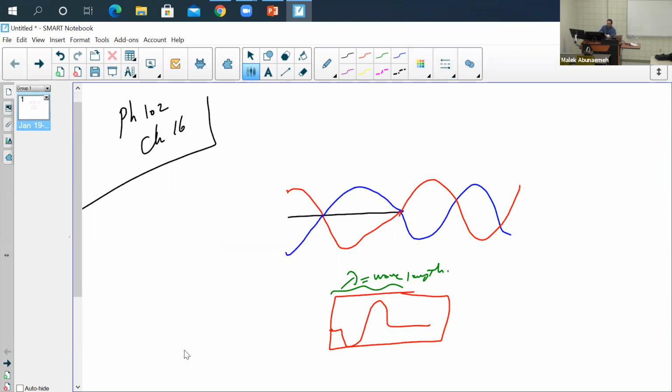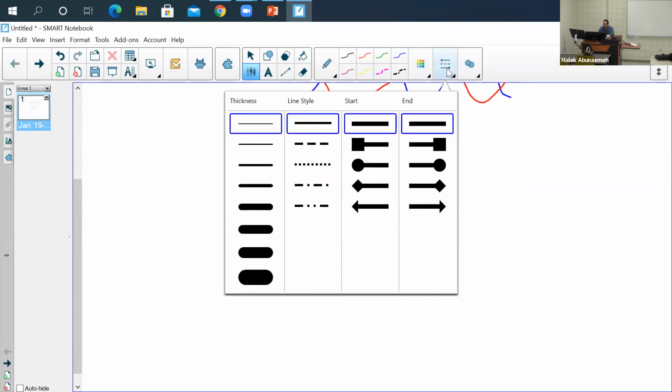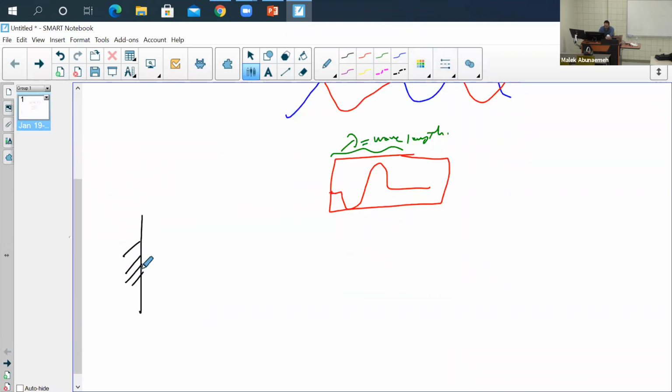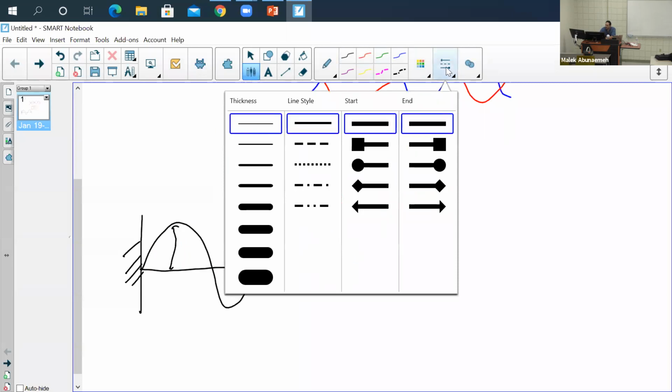Actually, let me redraw it. Let me draw a better wave. Let's say this is our wall over here, and you get this line coming in. Let's say we have a wave going in. Now, the distance from the middle line over here to the top, that's what we call your amplitude.